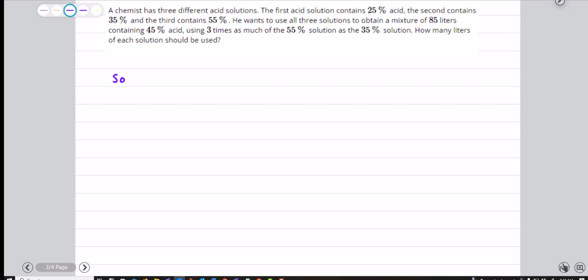So this is what I start to do. I start to write right away 3 solutions. Solution 1, solution 2, and solution 3. It says the first contains 25% acid. The second contains 35%. And then the third, 55%.